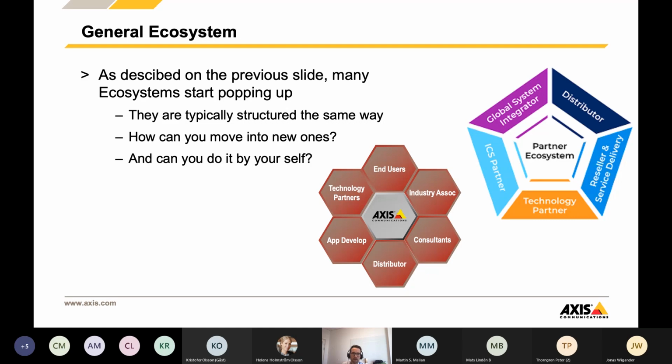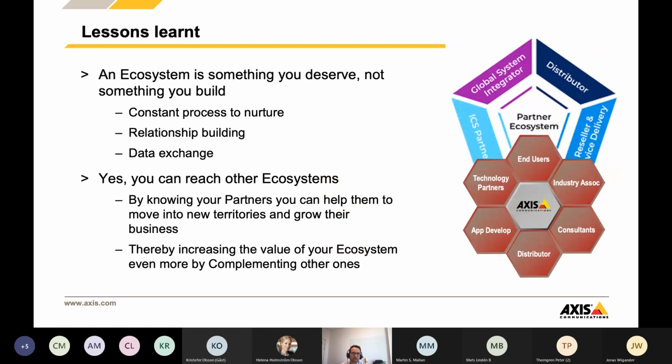And I think the lessons that we've learned, and the last slide that I have, is that an ecosystem is something that you deserve. It's not something that you build. I think that's one learning that we have had over time. And it's a constant process to nurture this relationship. And during the last year, we've started to work more and more with data exchange between us, so we can act faster on the intelligence that we are getting.